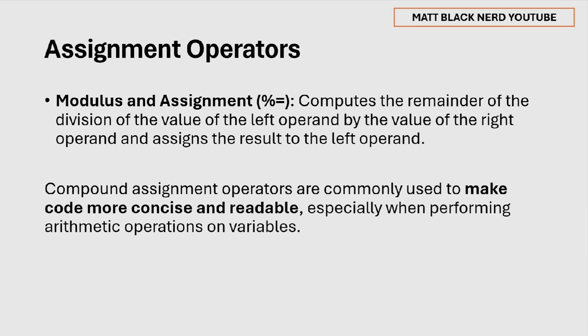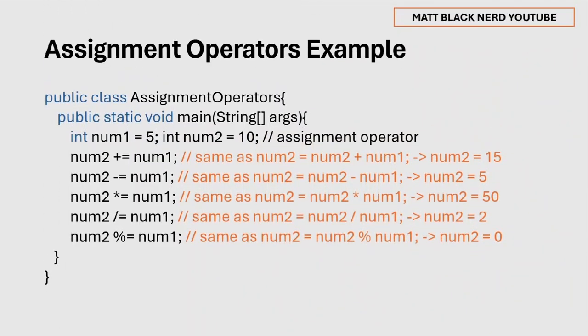Compound assignment operators are commonly used to make code more concise and readable, especially when performing arithmetic operations on variables. In this statement, addition and assignment operator is used. num2 plus equal to num1 is same as num2 equal to num2 plus num1. In this statement, subtraction and assignment operator is used. num2 minus equal to num1 is same as num2 equal to num2 minus num1.